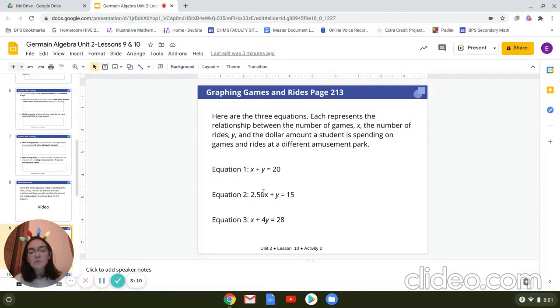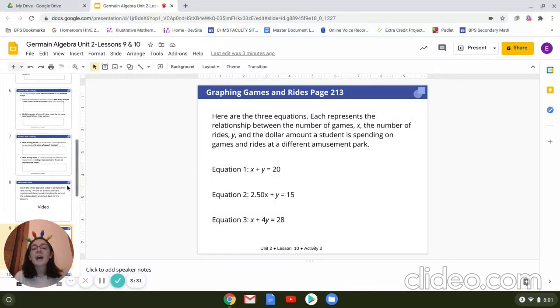Then at the second amusement park, the games cost $2.50 each, and the rides cost $1 each. And he has only $15 to spend. In equation number 3, the games cost $1 and the rides cost $4, and he has a total of $28 that he can spend in a mixture of those two scenarios.